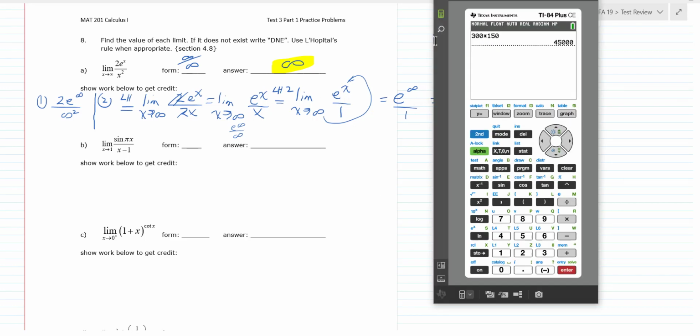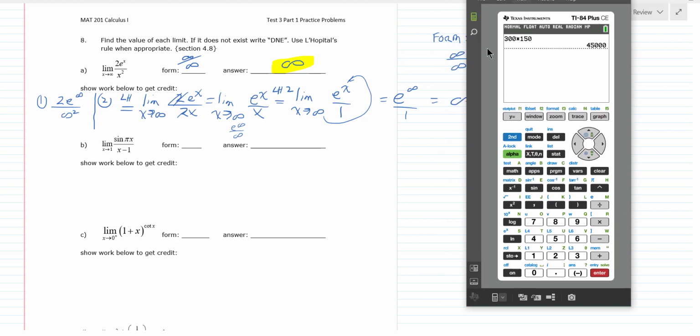Okay, all of these problems, too, pretty much on L'Hopital's rule, you can visually tell if you're on the right track with these things. So what I'm going to do is graph the original function, which is 2e to the x divided by x squared. I'm just going to use the standard window, then zoom 6. It looks like that graph's swinging up.